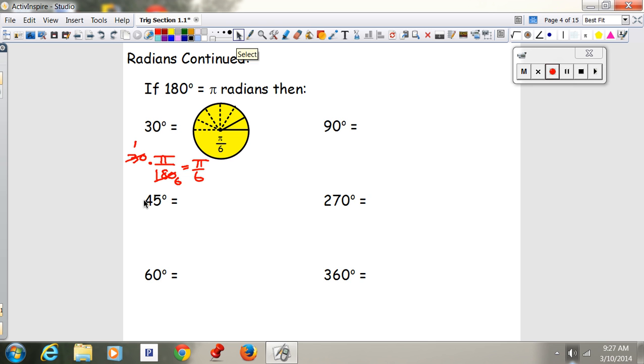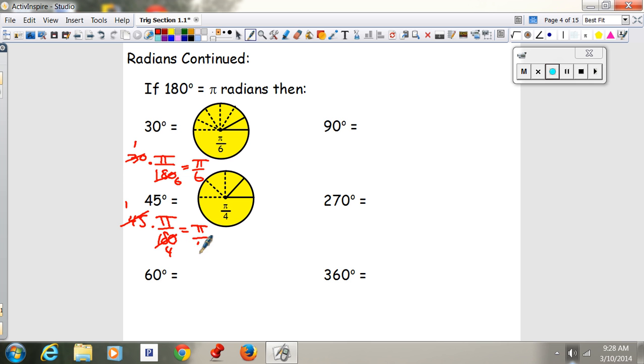What about 45 degrees? 1/4. Yeah, it's going to be 1/4. There's 4 of those 45-degree angles that would be in 180. So this would just be pi over 4 radians. Could I use the same method here to find pi over 4? I could. I could put 45 times pi over 180, and if I reduce that to a 1 and a 4, that would give me pi over 4 radians.